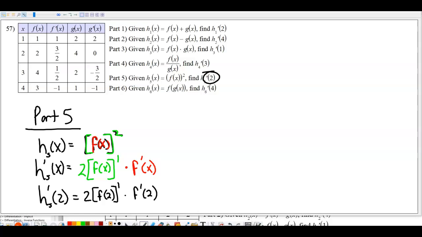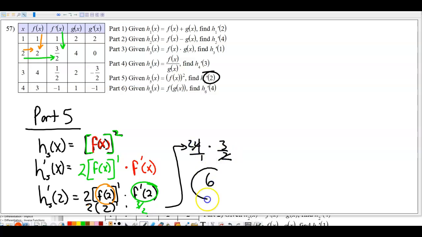All right, from here we're going to use our table. What is f of 2? F of 2 is 2. So I'm going to end up with 2 times 2 to the first power. Next, we need to find f prime of 2. F prime of 2 is 3/2. So now I've got 2 times 2 to the first power, which is 4, times 3 over 2. You can think of that as 4 over 1. You could reduce the 2 into the 4, and you end up with 6 over 1, which is just 6.